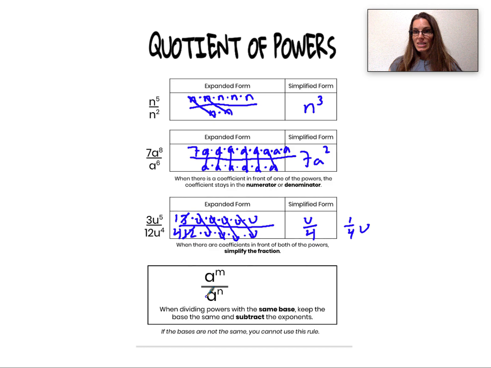It is a really, really common mistake for students to just divide the bigger number by the smaller number, so to simplify this as 4u. So just make sure you don't do that. 3/12 is not the same as 4, but it is the same as 1/4.